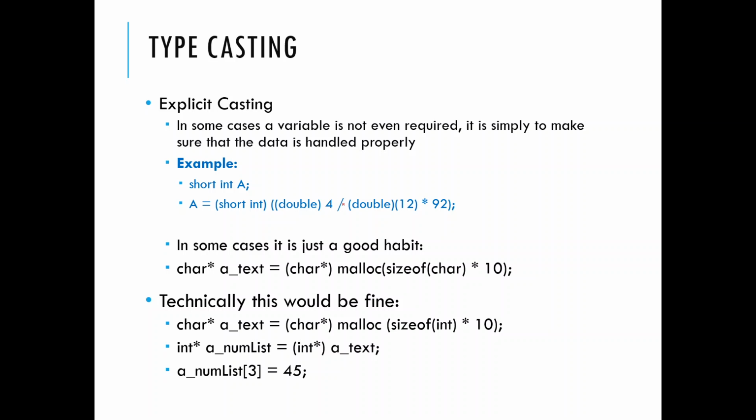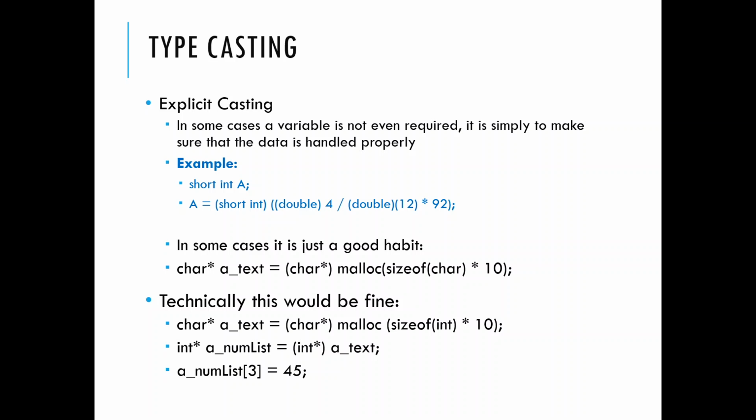I'm going to do my division first, so 4 divided by 12 first, and then I'm multiplying it by 92. If I didn't have this cast here, what would end up happening is I do 4 divided by 12 gives me 0 because it's less than 1. And then multiplied by 92, still 0, and so the value would be 0 if I didn't do this casting.